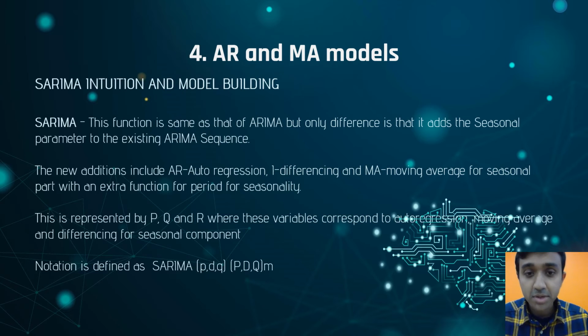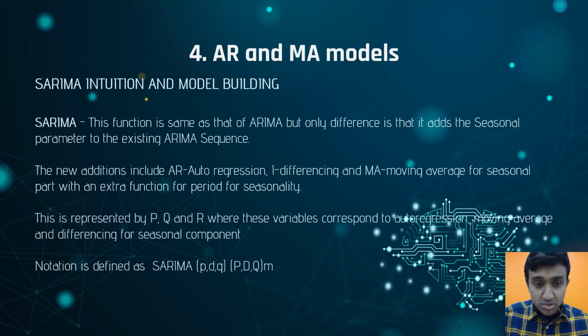So coming to the SARIMA, which is on the same scale, what it does is it also adds the seasonal component into it, and it converts the non-seasonal data into seasonal data so that we can build a robust time series model. So in this, as I have mentioned, the new additions include autoregression, differencing, and moving average for the seasonal part.